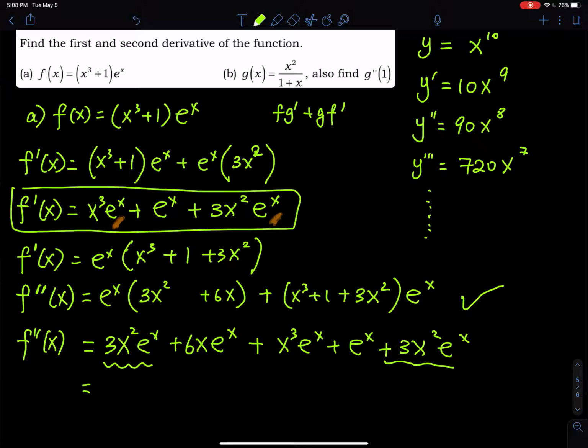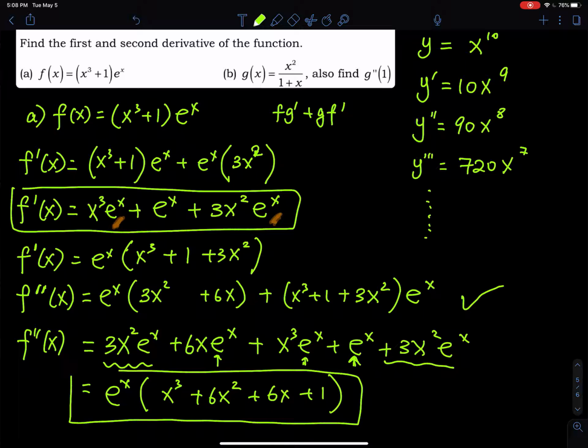It depends how you want to put it. You can put the e to the x out, and then the highest power is x to the third. So this e to the x is outside of the parenthesis. And then the second power, you have a 3 plus 3, you have a 6. And then the first power, you have a 6x. And then this one, you bring the e out, then you only have a 1 left. You don't need to factor out the e to the x. I don't think you will lose points if you don't factor out the e to the x, but it depends how you want to put the answer. All right.